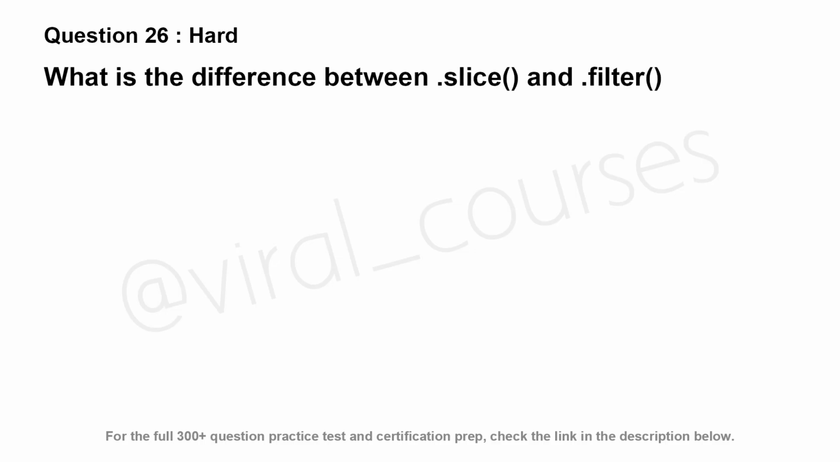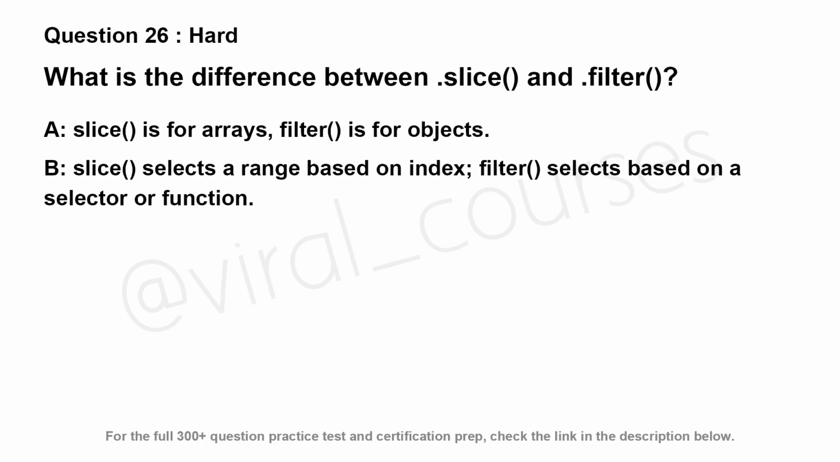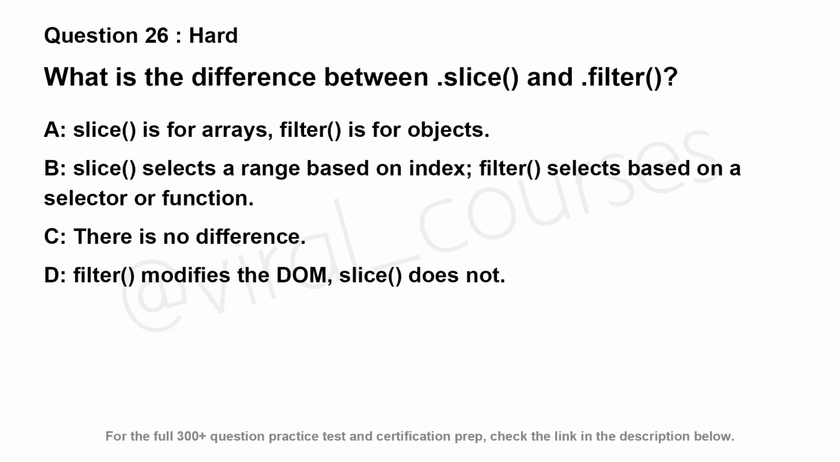What is the difference between slice and filter? Option A. Slice is for arrays. Filter is for objects. Option B. Slice selects a range based on index. Filter selects based on a selector or function. Option C. There is no difference. Option D. Filter modifies the DOM. Slice does not.